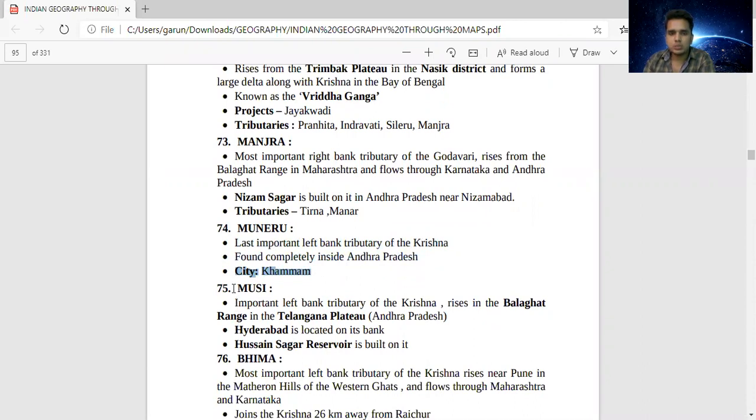Next is Musi River. Important left-wing tributary of Krishna. It rises in the Balaghat range in Telangana Plateau, Andhra Pradesh. Hyderabad is located on its bank. Hussain Sagar Reservoir is built on it. Okay.